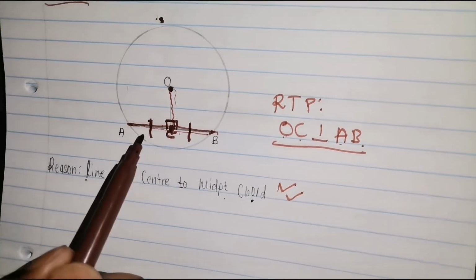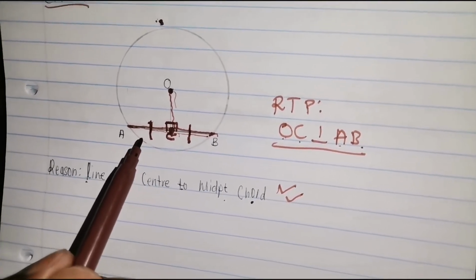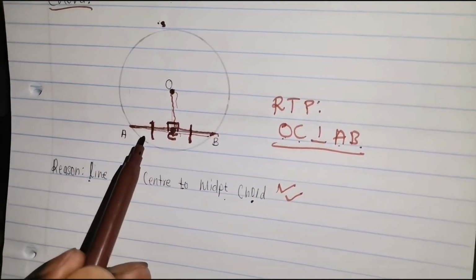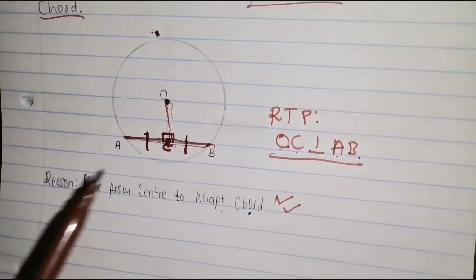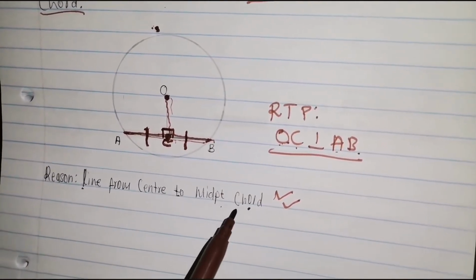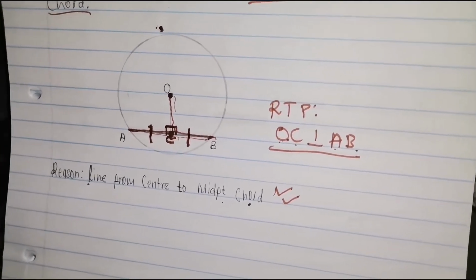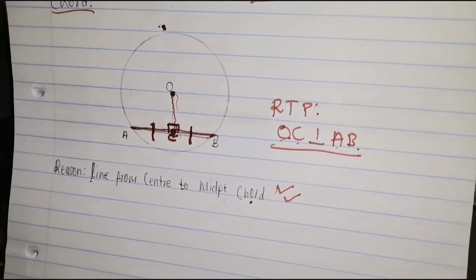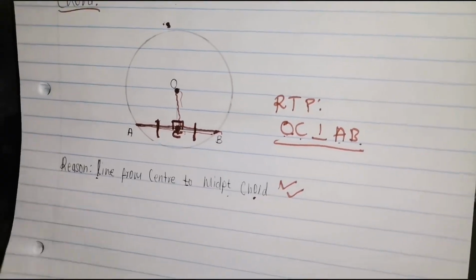If and only if you're given lines that are visibly bisecting on the diagram, then you can say that OC is perpendicular to AB. Reason: line from center to midpoint of chord, guys. I hope you understand this concept. So this is the opposite of theorem 1. There's nothing big here. So let's go to an example.